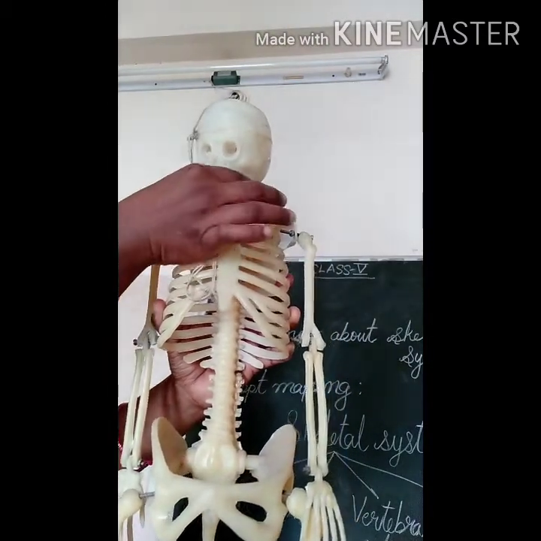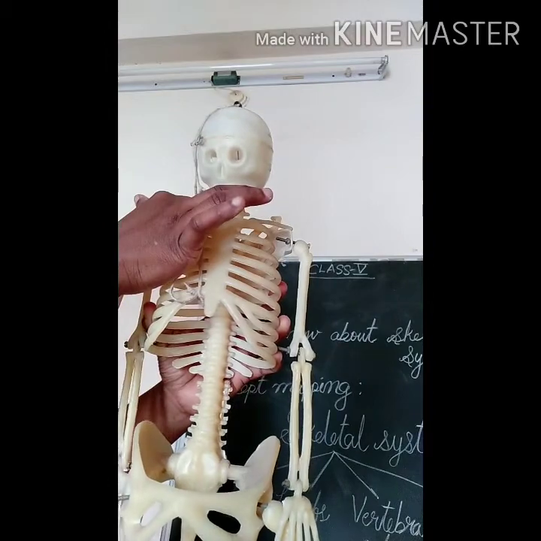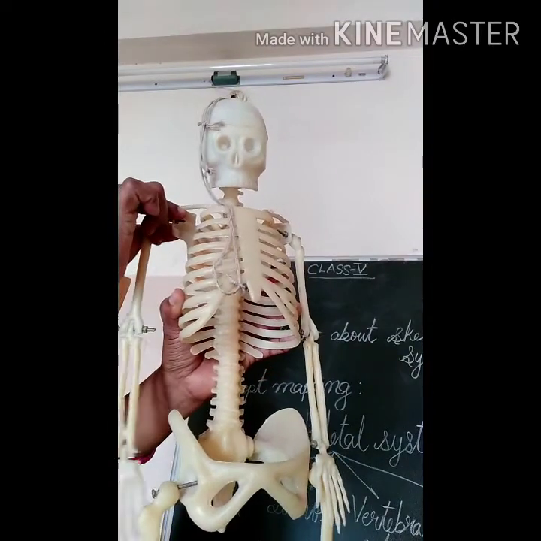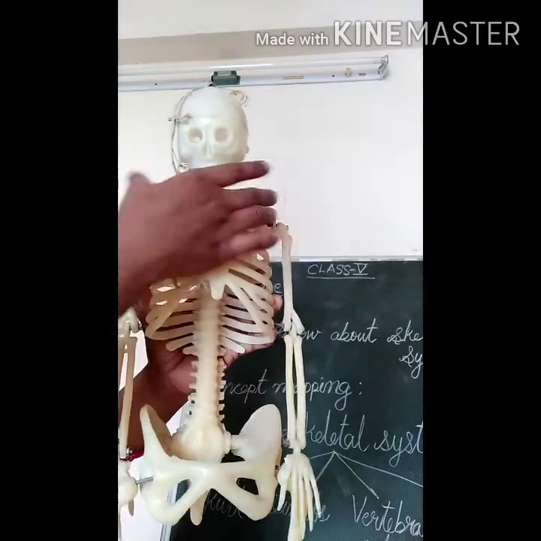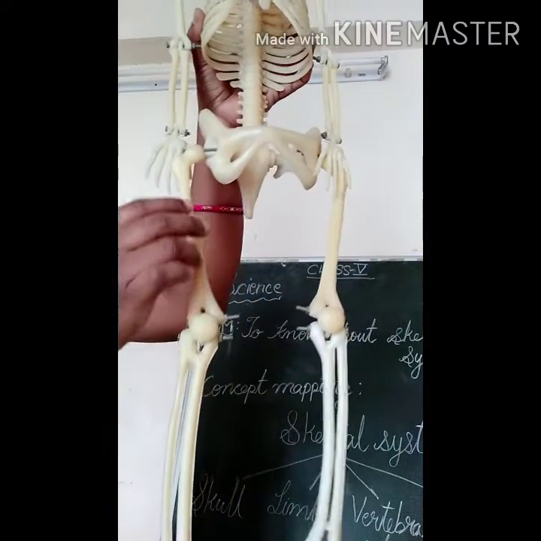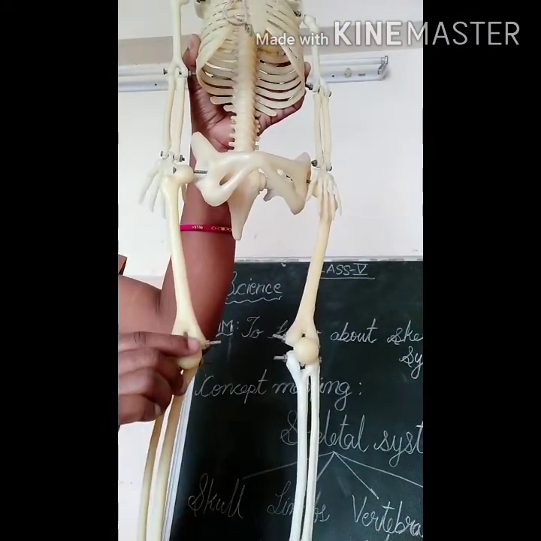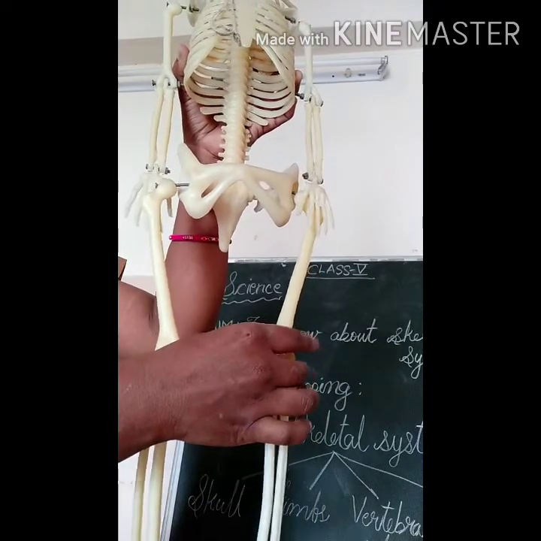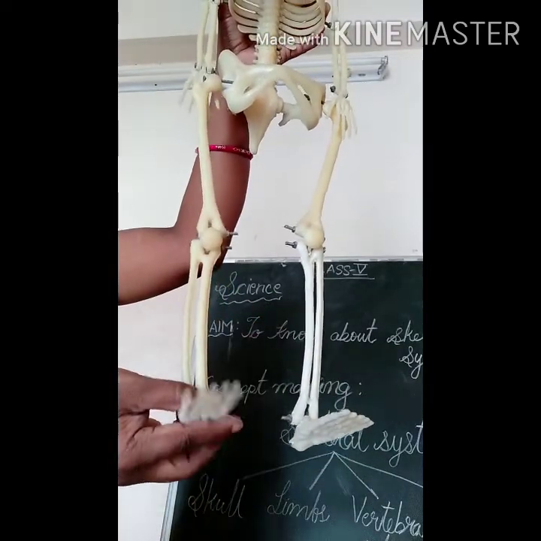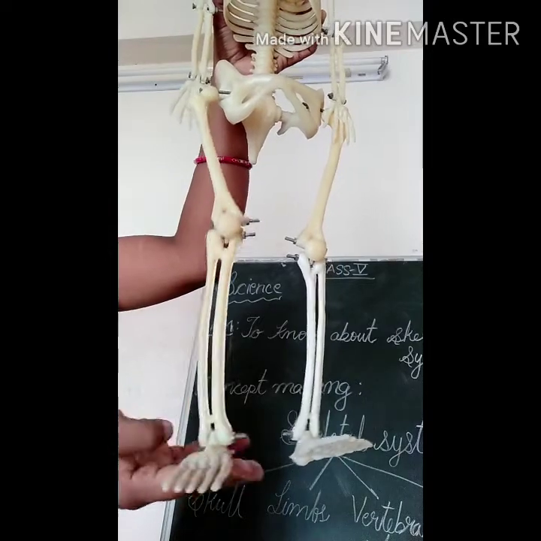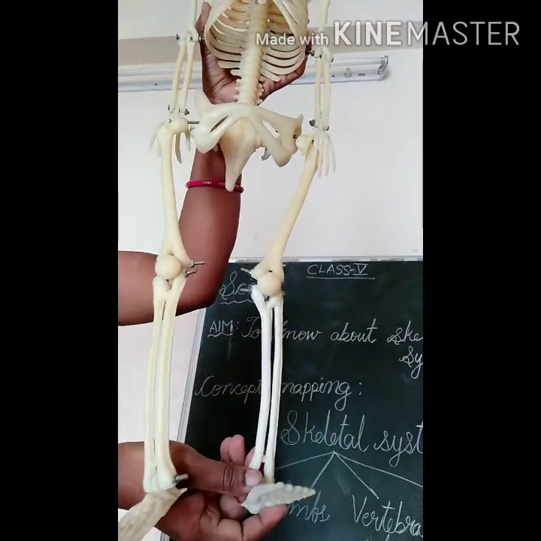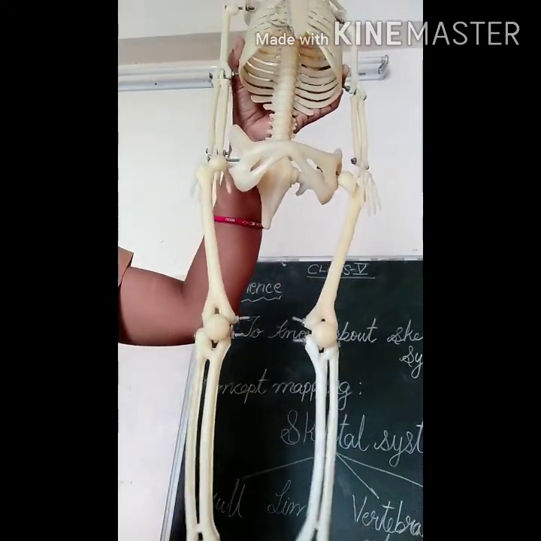Okay children, see here the neck is there, here one joint is present, here the shoulder joint is present, this is the shoulder. Now one joint is present here, and here one joint is called the knee joint. This is called the knee joint, and then here one joint is called the hinge joint, okay. This is called the hinge joint, okay.